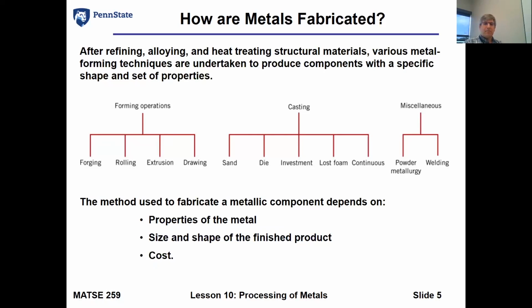So we can fabricate these shapes. In most cases, we're mostly looking at getting to a shape. But outside of that shape, there are certain properties that we're really trying to get out of that metal, and that depends on how we're going to process it.